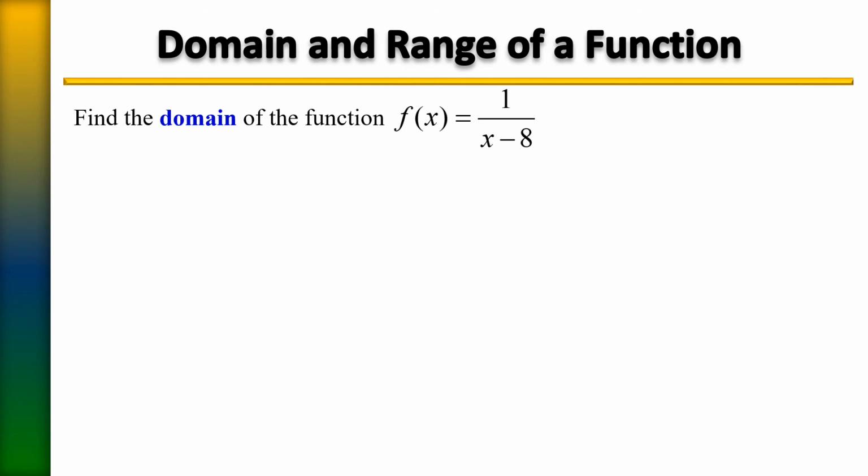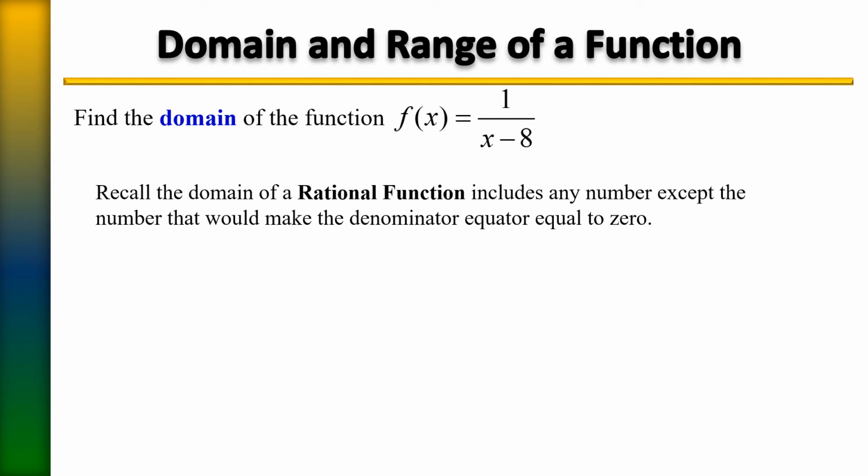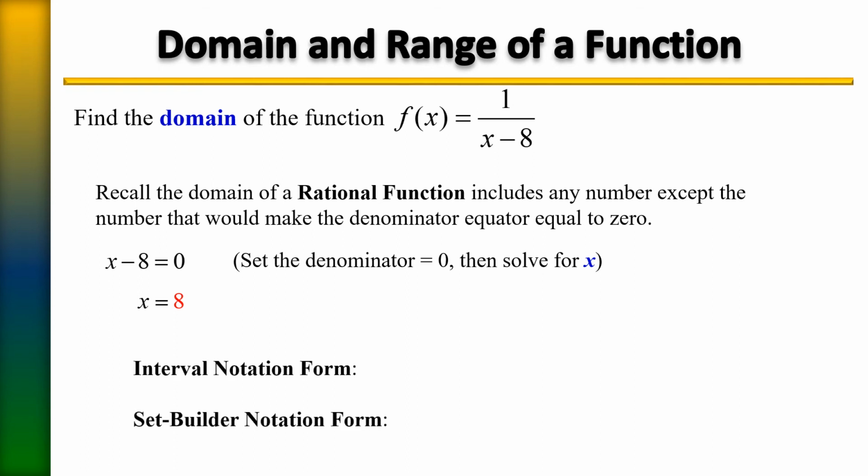So the best way to find out what that number is, is to take the bottom and set it equal to 0. So if we take x minus 8 and set it equal to 0 and solve for x, x equals 8. So that means that 8 is the only number that I'm not allowed to plug into this function because it would make the bottom undefined.